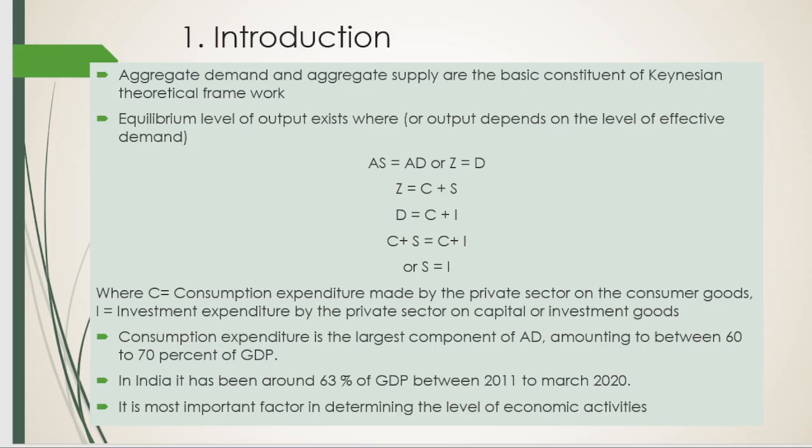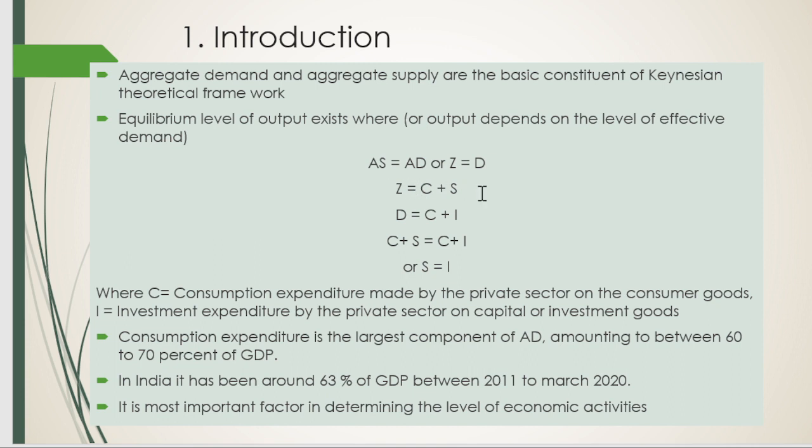According to Keynes, aggregate demand and aggregate supply are the basic things in his theoretical framework, and the equilibrium level of output exists where aggregate demand is equal to aggregate supply, or where Z is equal to D. Z means aggregate supply and we have taken aggregate demand as D. This aggregate supply or income gets divided into consumption and saving.